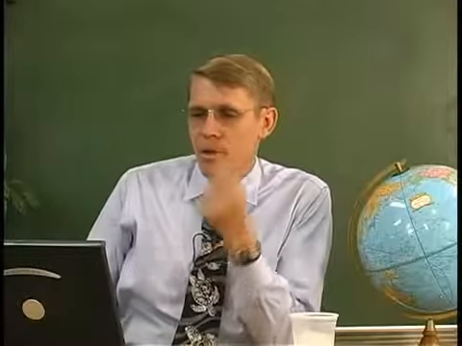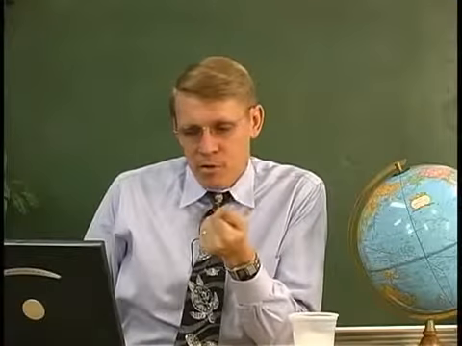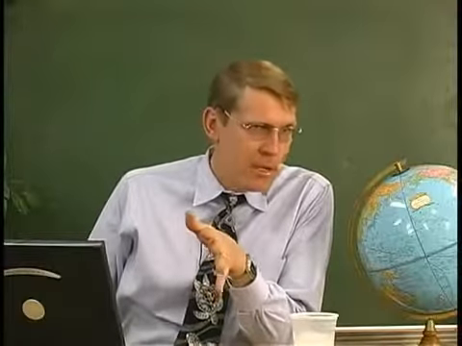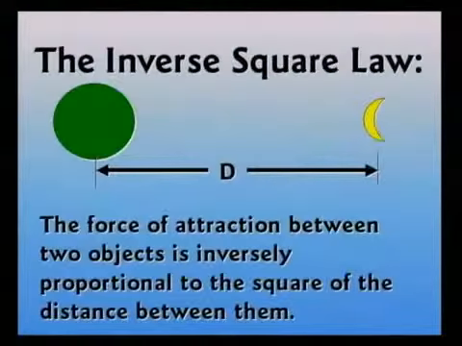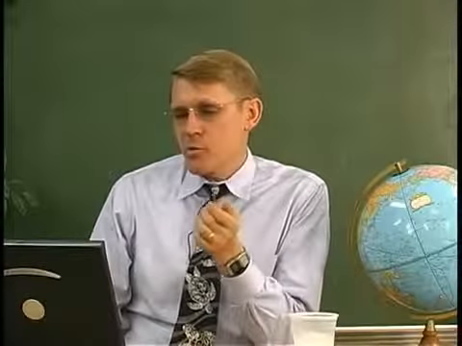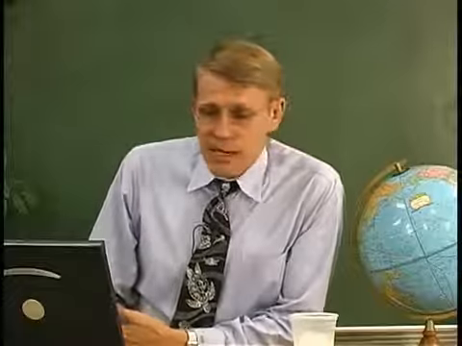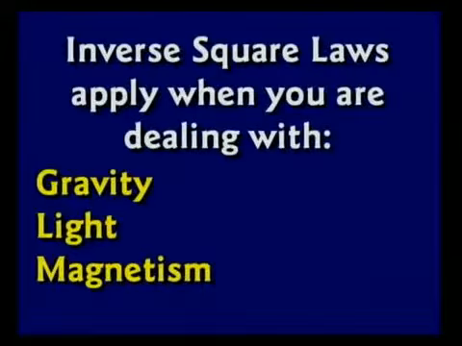Inverse square law says the force of attraction between two objects is inversely proportional to the square of the distance between them. So if I brought the Moon back to one-third the distance, you'd invert it, flip it over, and square it. 9 times the gravitational pull. Inverse square law applies when you're dealing with gravity, with light, with magnetism, same thing. How strong is the magnet? It's inversely proportional to the square of the distance between the two magnets, and it works with girls.